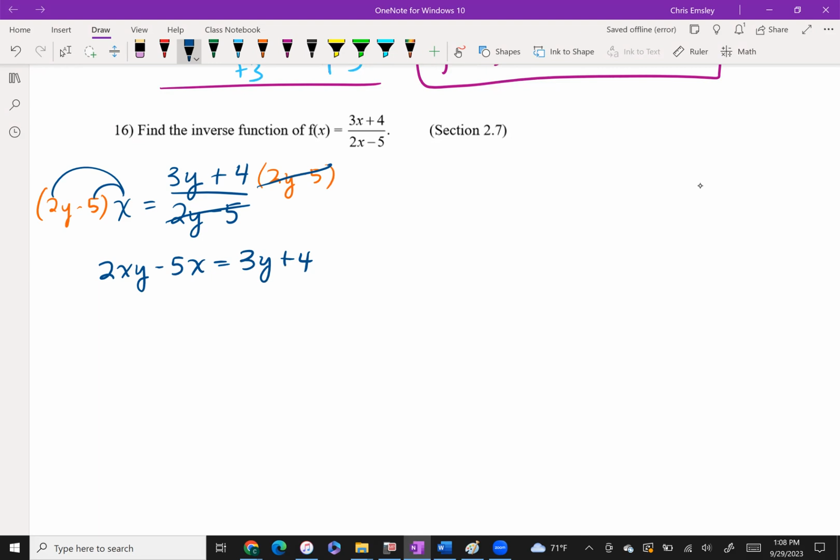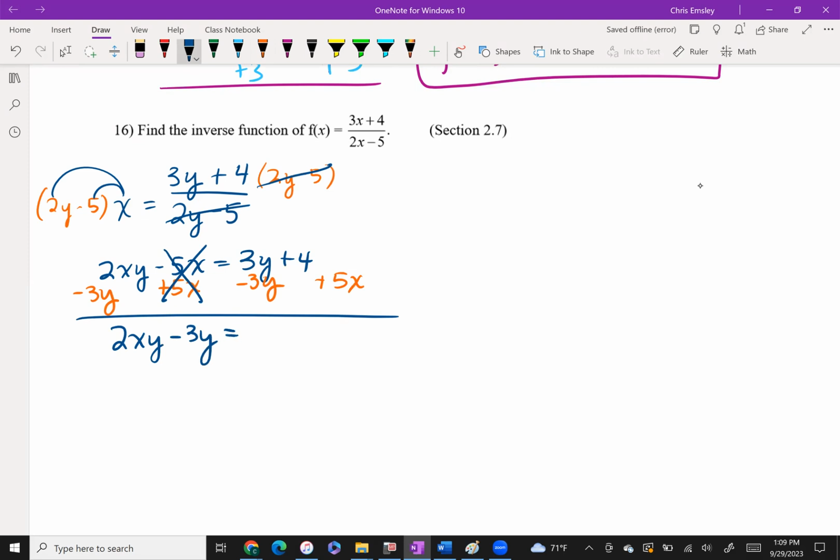Next up, if we are solving for y, all the y's have to be in the same place. So we want to add and subtract to move our terms around to get anything with a y on one side and anything without a y on the other side. So I'm going to subtract this 3y on both sides. While I do that, I'm also going to add this 5x. So I want anything with a y on the left, anything without a y on the right. So what I have then, these two cancel each other out. Over here, I'm left with 2xy minus 3y. And these two cancel each other out. I'm left with 4 plus 5x.